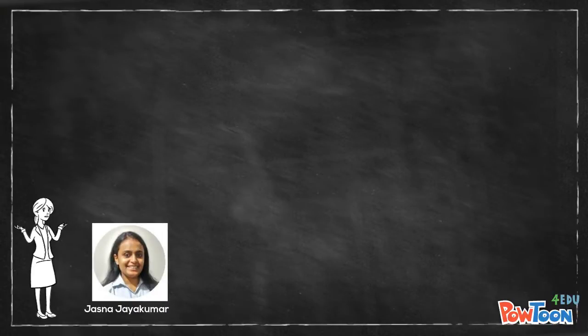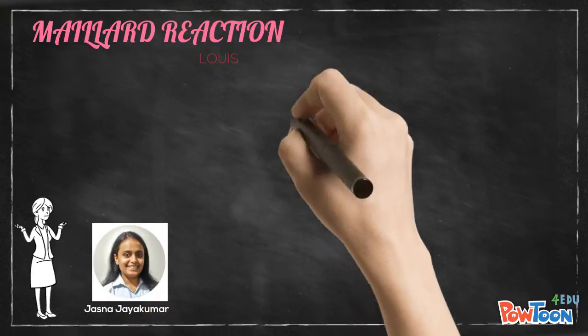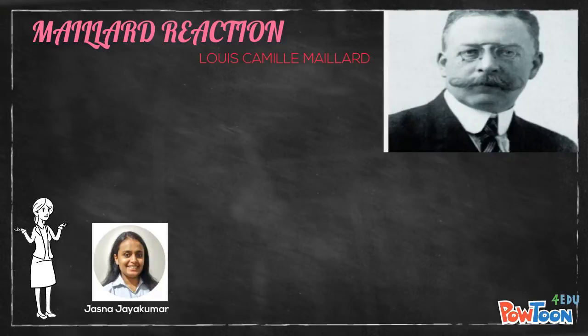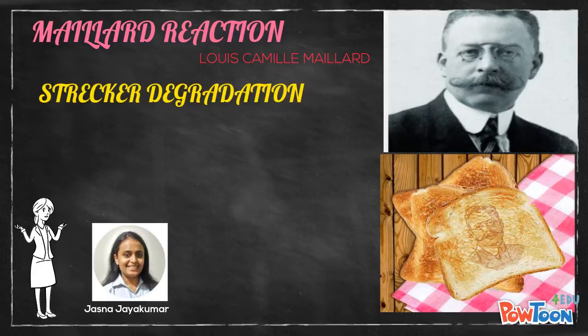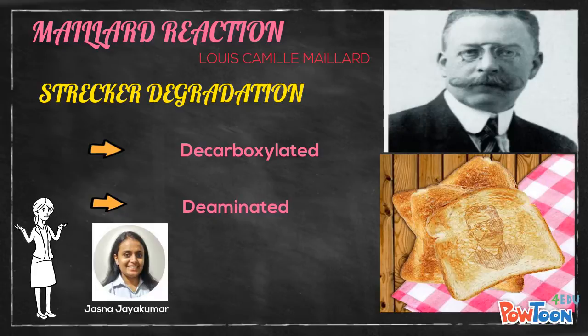Maillard reaction is an important reaction which is responsible for color and flavor in foods. There are different pathways in these reactions, and Strecker degradation is one of these pathways where an amino acid is decarboxylated and deaminated to form an aldehyde, which is called the Strecker aldehyde.